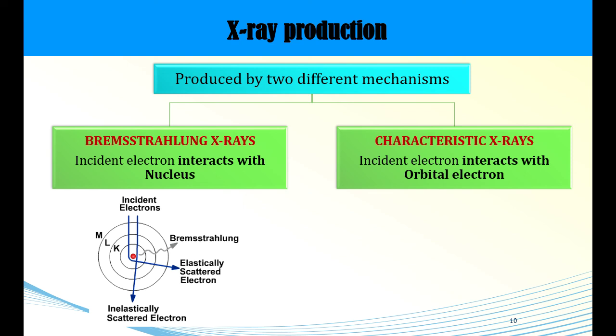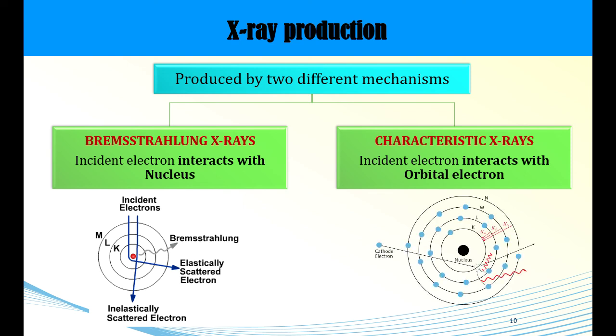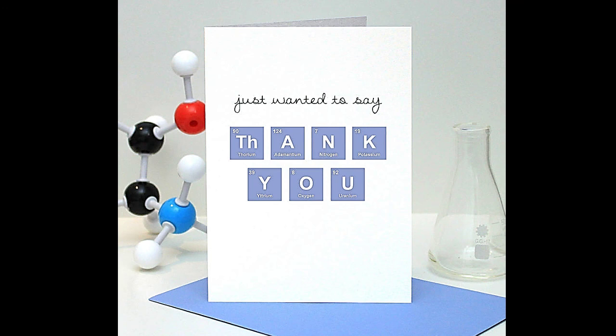And the other one is characteristic X-rays. These are produced due to interaction of the electron with an orbital electron. See the difference: in Bremsstrahlung, electrons interact with the nucleus, and in characteristic X-rays, the electrons interact with the orbital electron. We will see both these points in detail in our next lecture.